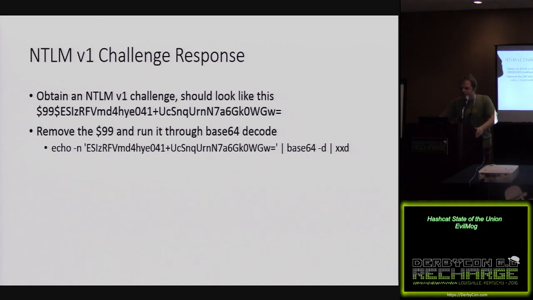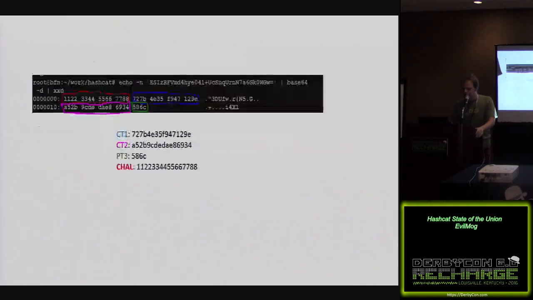Remove the 99, and we're going to pipe it through base64 decode to make it look like this. So, an NTLM version 1 challenge is actually split up into really 3 components. You've got your challenge component 1, you've got your part 2, you have your part 3, and you have your fixed challenge. So the part in red there is your NTLM version 1 challenge. The fixed challenge, everyone knows it in Responder.